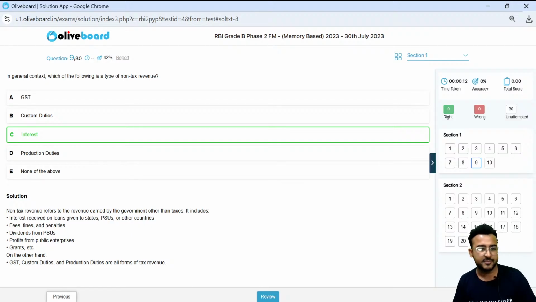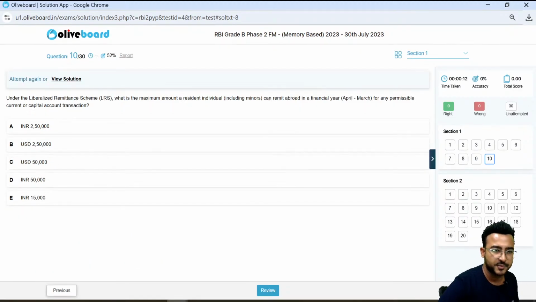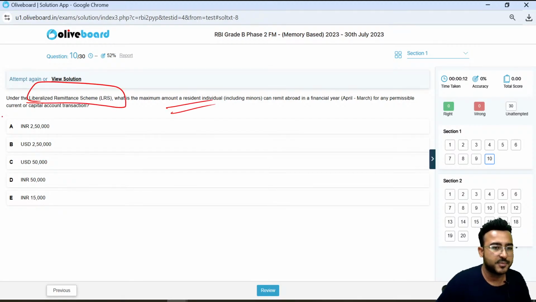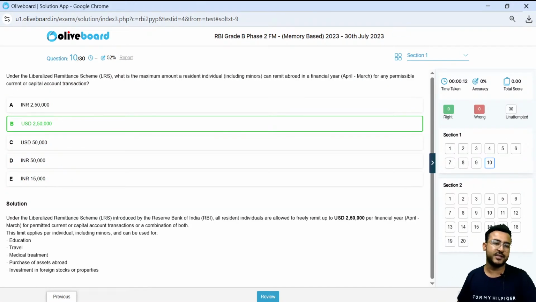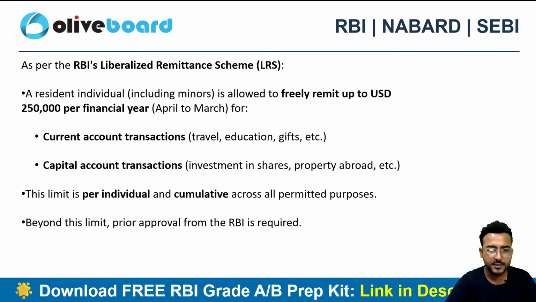So at the same time, I'm discussing what can come in 2025 as well based on the previous year question paper. Again, next question is related to liberalized remittance scheme. Very, very easy question. If you are a resident individual, how much permissible amount of transaction you can do both in current or capital account? So the correct answer is $250,000 US. Okay, $250,000 US. This is as per the liberalized remittance scheme of RBI only.